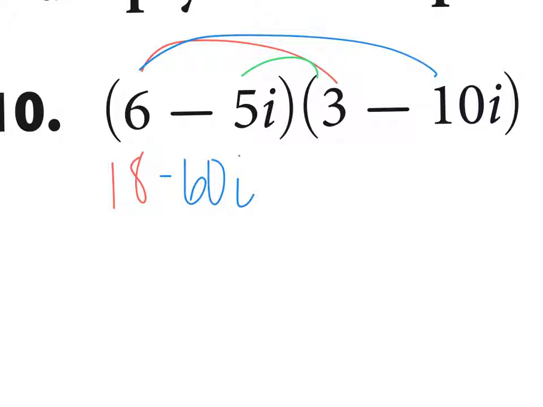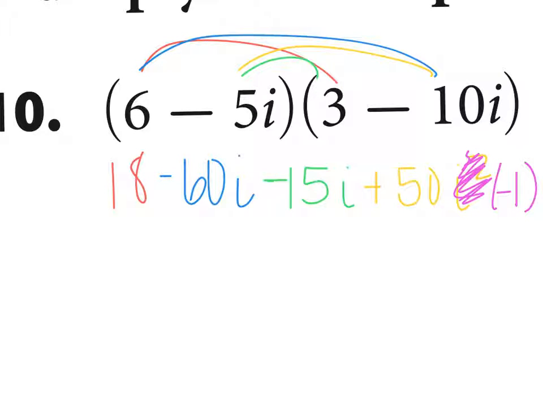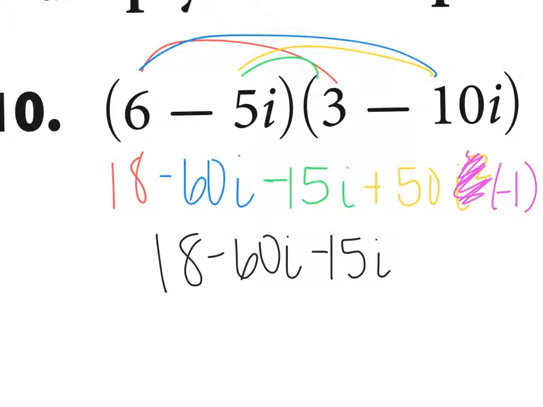Inside, negative 5i times 3 would be negative 15i. And then last, my negative 5i times negative 10i would be a positive, because a negative times a negative is positive, 50i squared. But we know that i squared is really negative 1. So if I make this look a little bit better, then I have 18 minus 60i minus 15i, and then a positive 50 times a negative 1 is a negative 50.